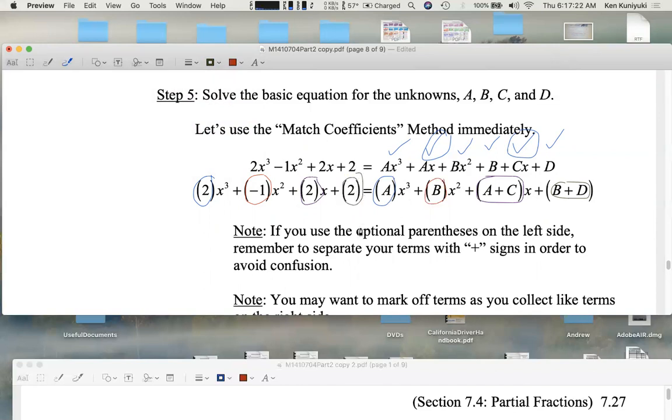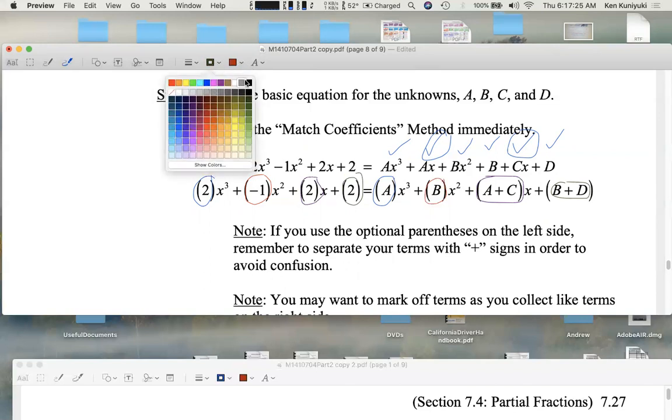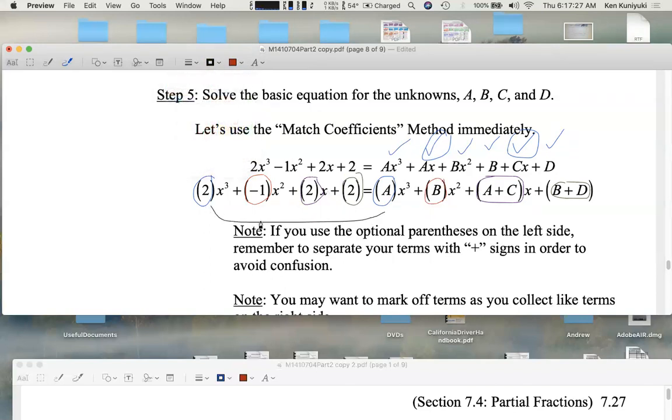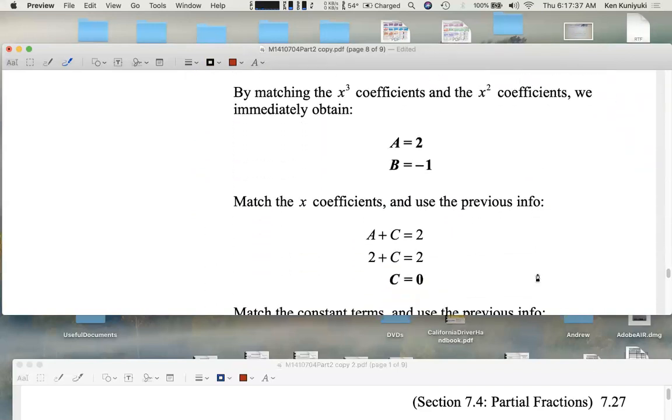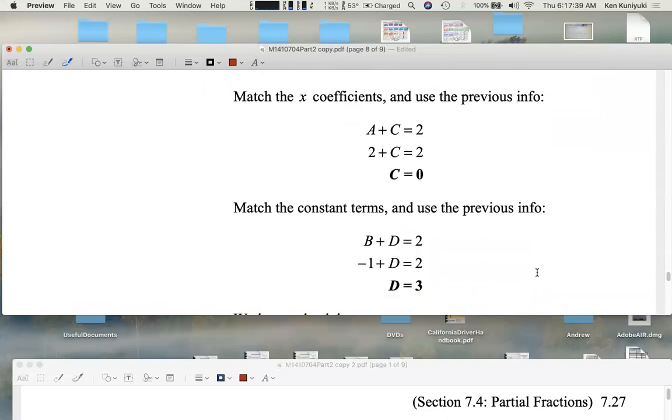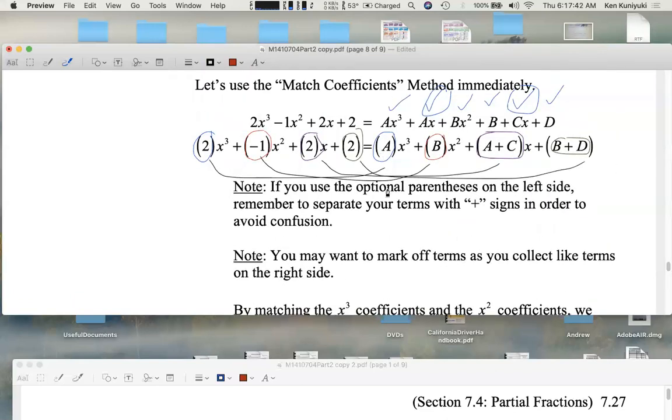All right, so we match. Again, A equals 2, B equals -1, A plus C equals 2, B plus D equals 2. When you do that, we get a system. I'll type it out. Here's the system. If you go right to left, A equals 2, B equals -1, A plus C equals 2, B plus D equals 2.